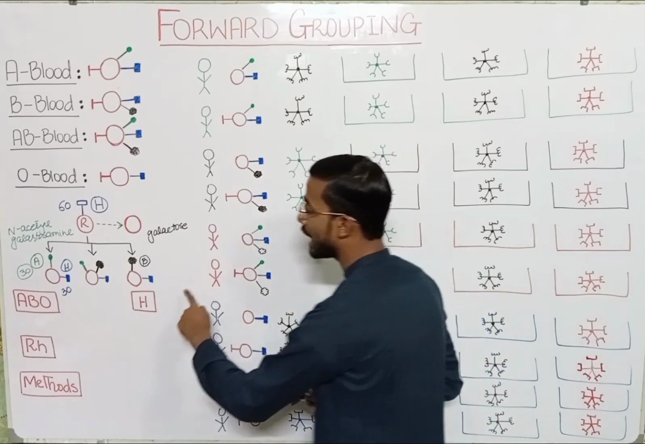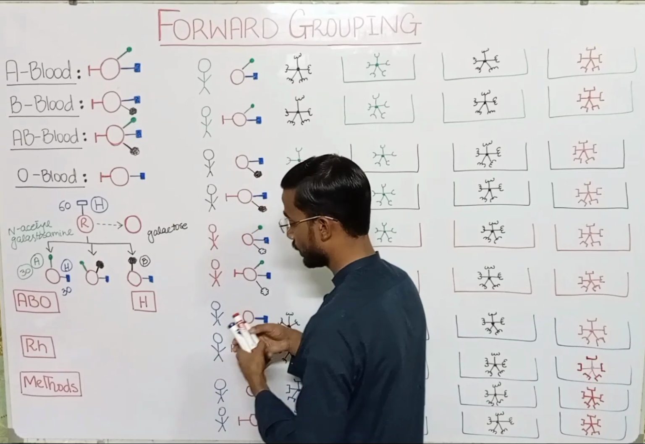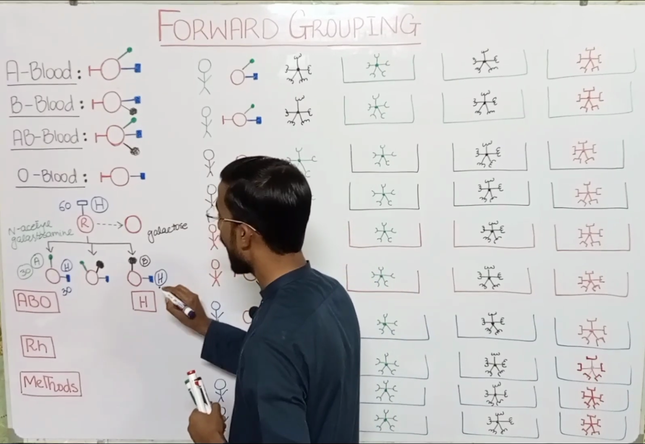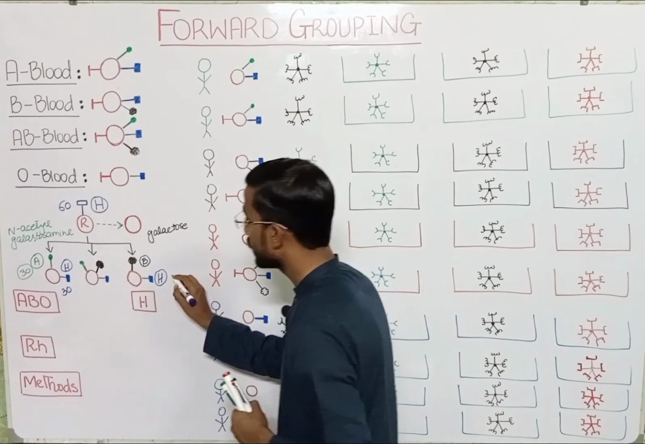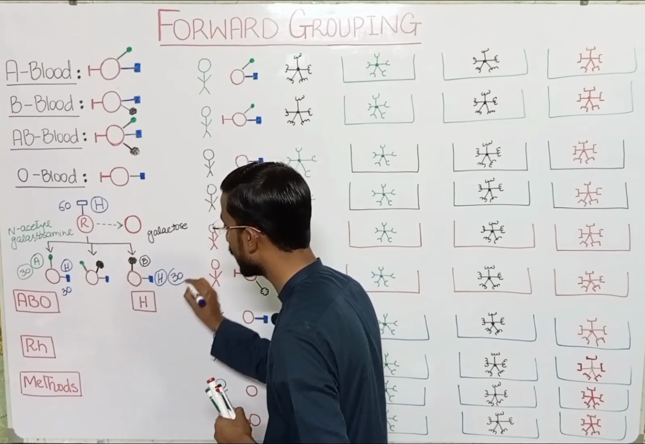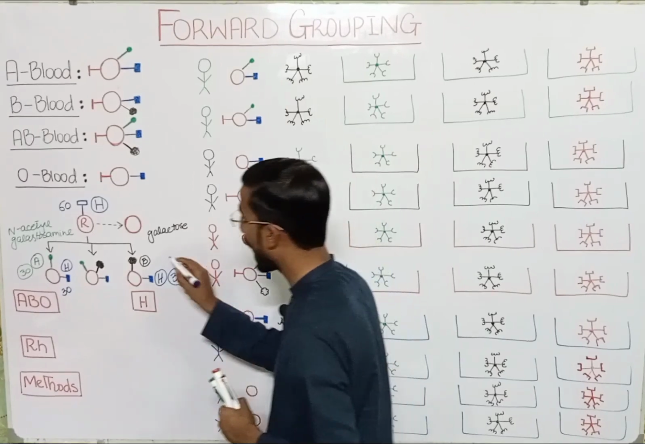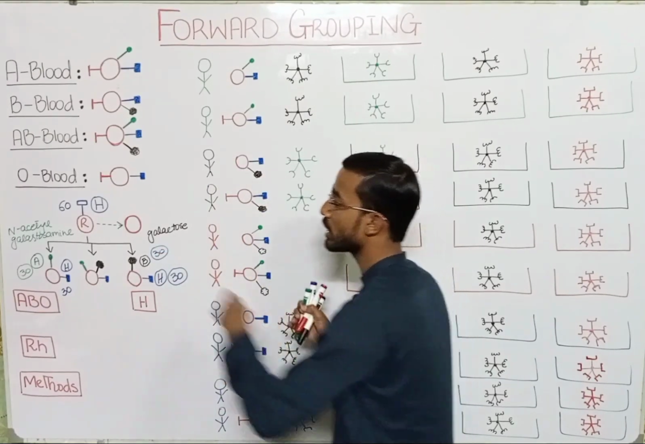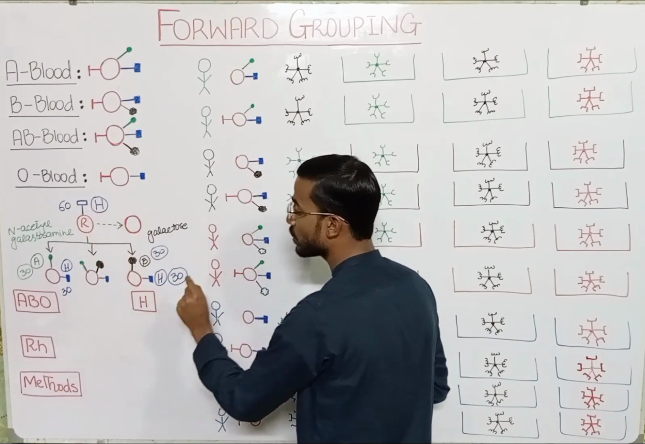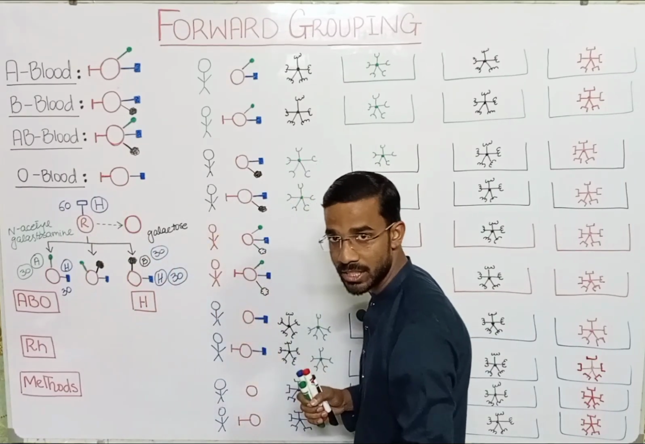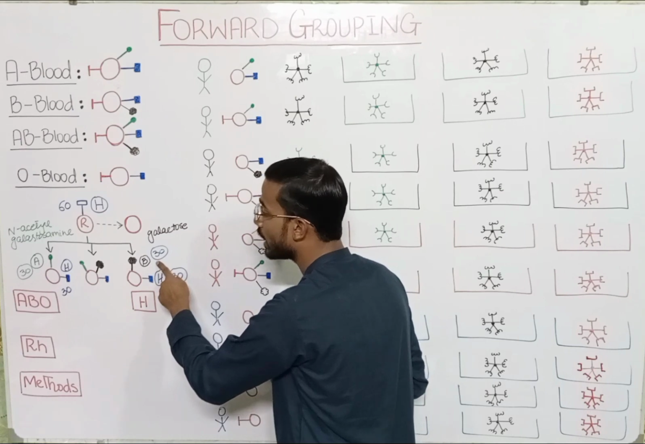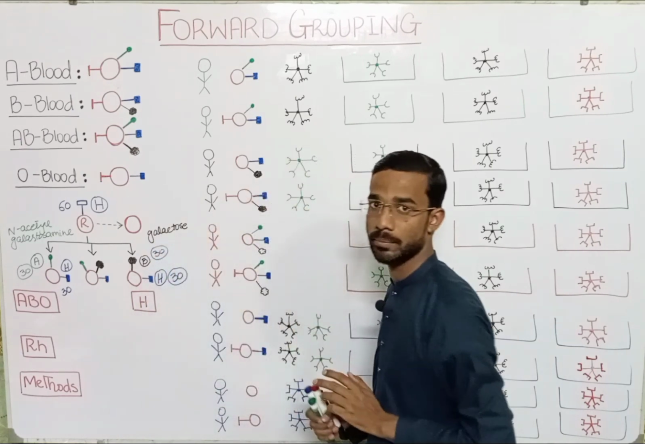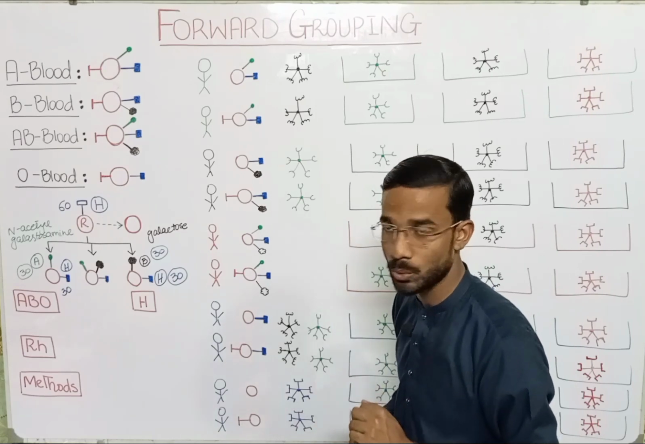On the other hand, you see the same case with the H antigen. Here you will see 30 H antigens and 30 B antigens, so the total is 60. Thirty remain H antigen, but 30 convert into the B antigen by the addition of galactose. This is case 2.